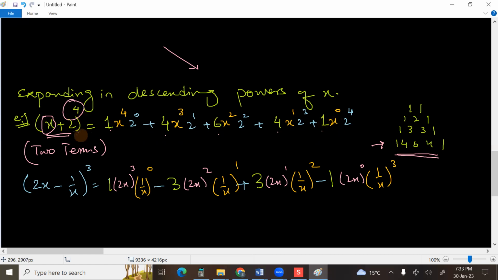And for the second term, the same procedure continues in the opposite direction. So you start from 2 power 0 and go on increasing. 2 power 0, 2 power 1, 2 power 2, 2 power 3, and finally 2 power 4.